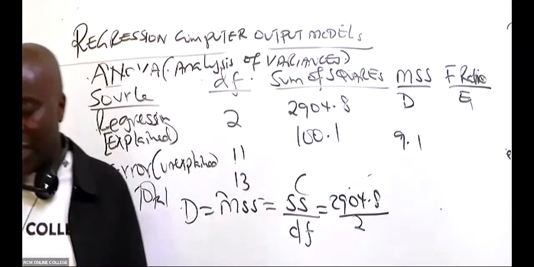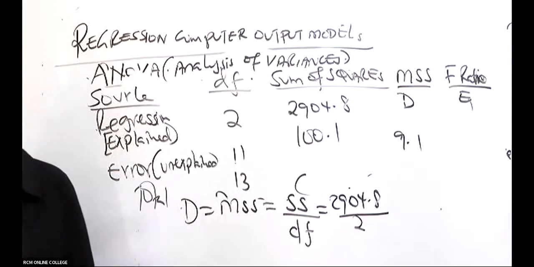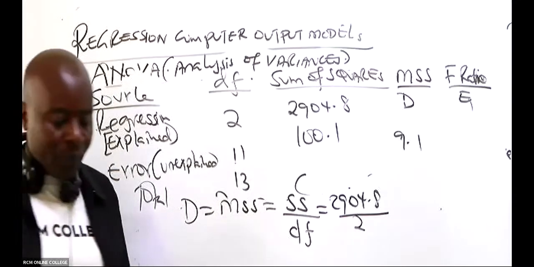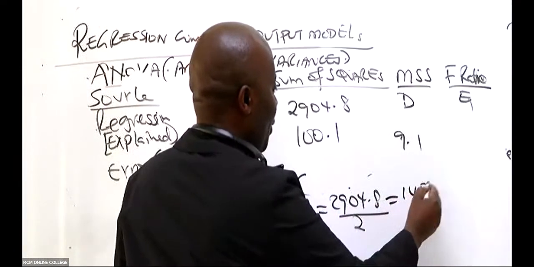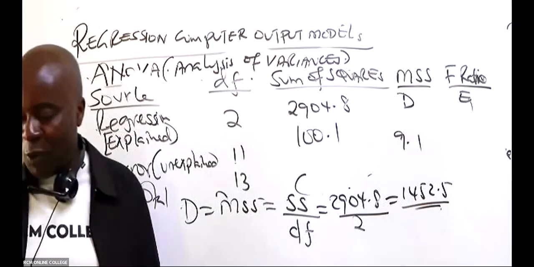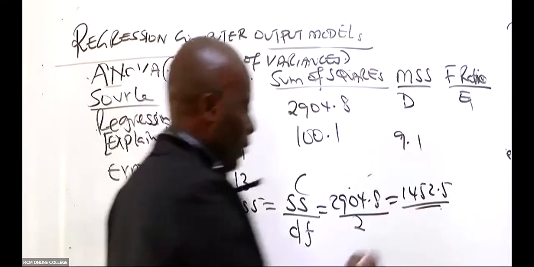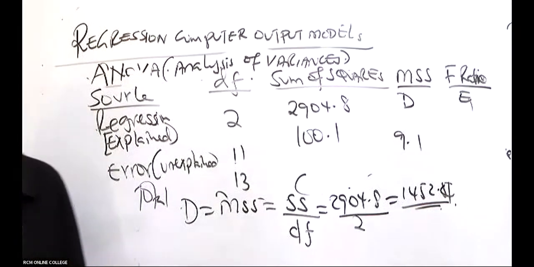Divided by degrees of freedom, which are how many? According to Madam Esther, she's getting 1452. 1452 point to who? 0.5, isn't it? Or 0.4? 0.4. So 0.4 like that. Thank you so much. So up to there, are we together?